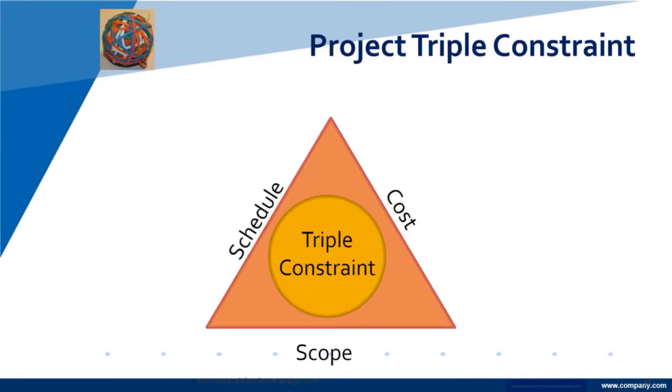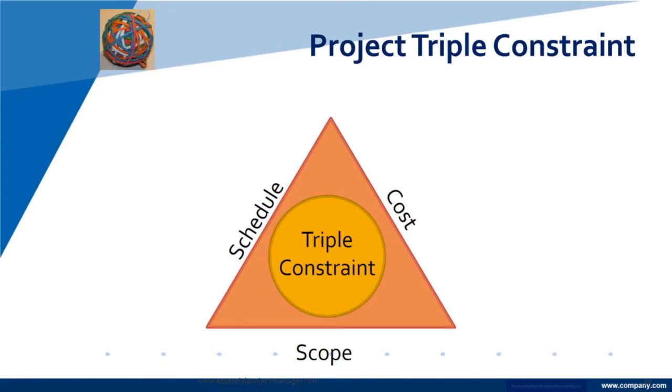a project has a triple constraint. This is the triple constraint that has been around for a long time in terms of project methodologies. Basically, you have schedule, cost, and scope. Three things. If you take any one of those elements and change it when you're doing a project, you will affect the other two. Well, what does that mean?